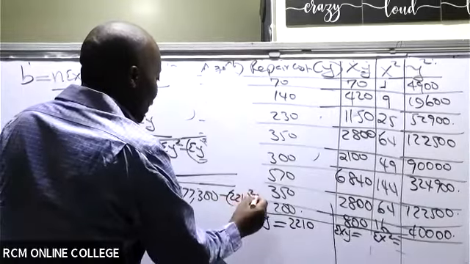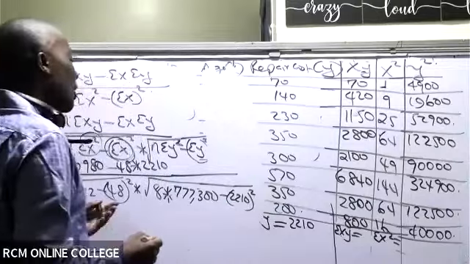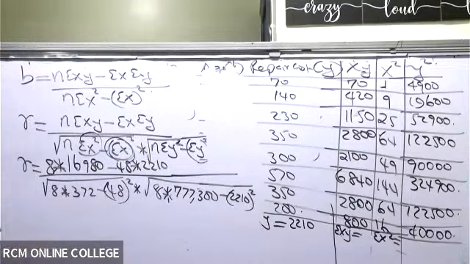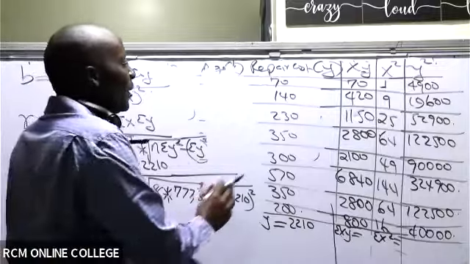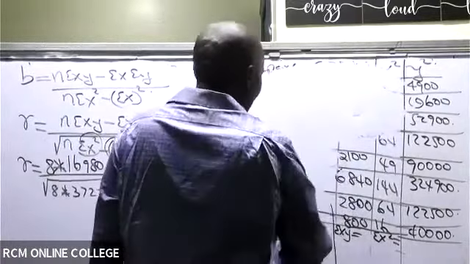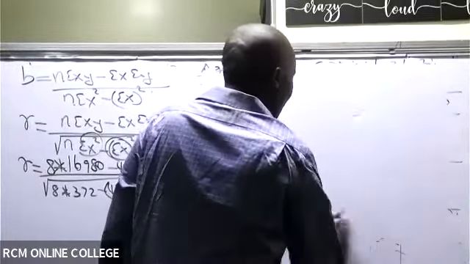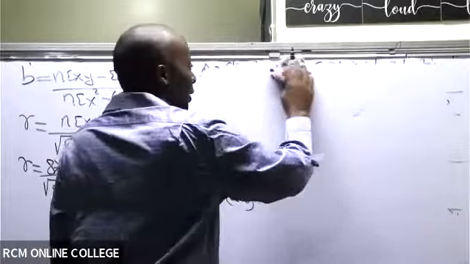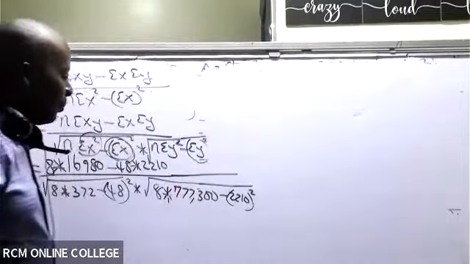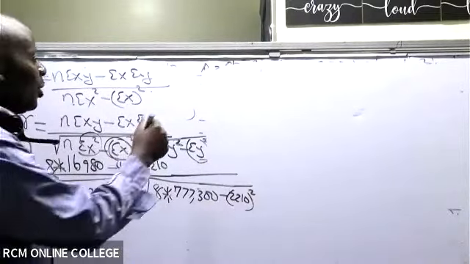Now you square this. It may look big, but trust you me, it is very useless. It's a very simple thing. So then my R will be equal to what?